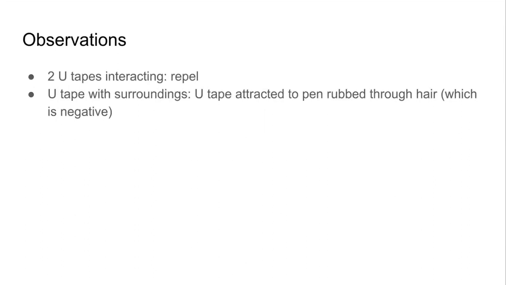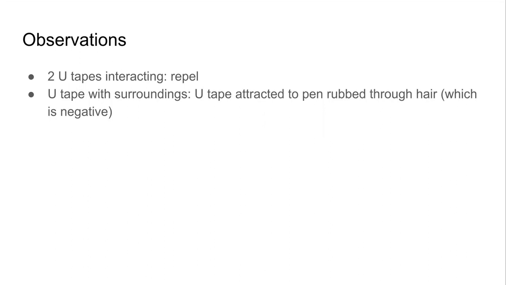Some observations that I made during the lab include that when the two charged U-tapes interact, they repel, and when the U-tape interacts with the surroundings, such as a pen that was first rubbed through the hair, making the pen negative, then it attracts. So a plastic pen is negatively charged. So if a U-tape is positively charged, it will attract, which is what we saw.